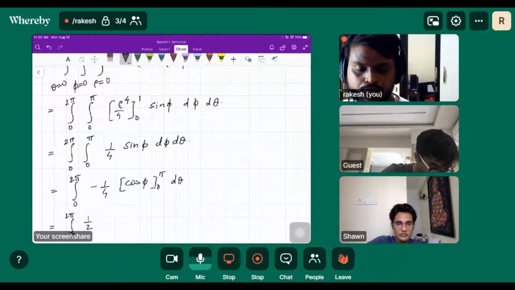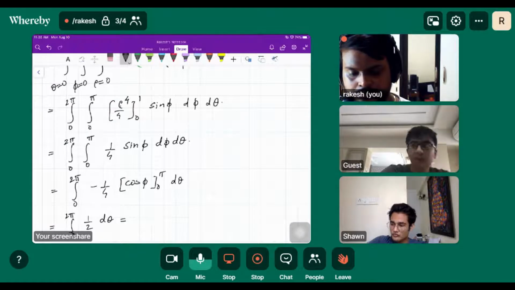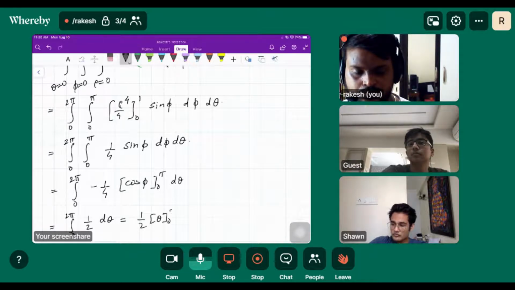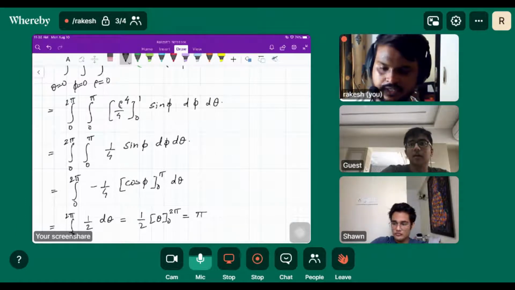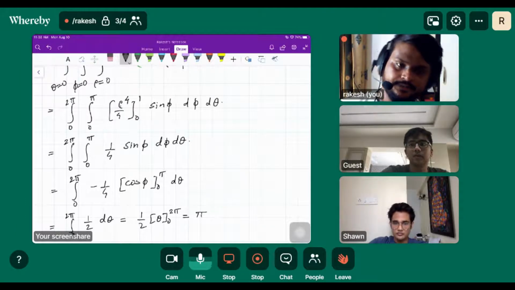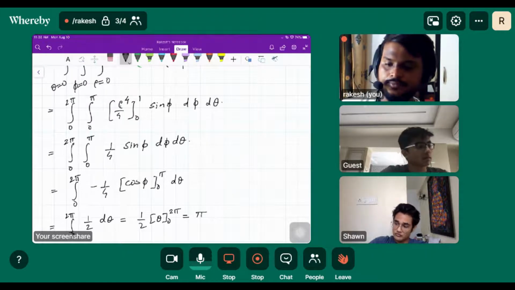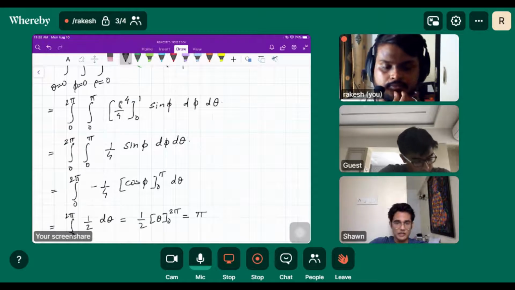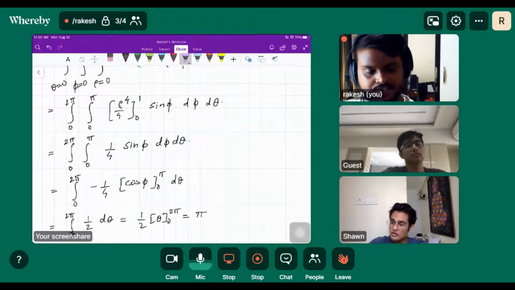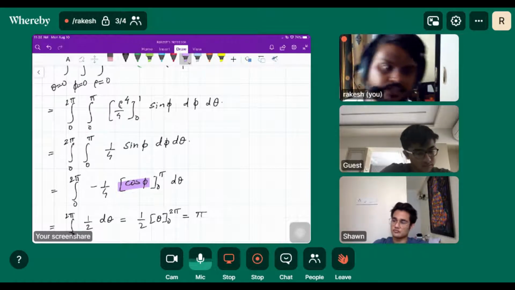Minus one, minus two, and minus would cancel out. 1/2 d theta, so 1/2 theta from 0 to 2 pi. So the answer is pi. Mano was also saying the answer is pi. You got pi, right? Okay, what about you, Sean? No, I made a sign mistake. You might have made the mistake here, cos phi, minus one, minus one.